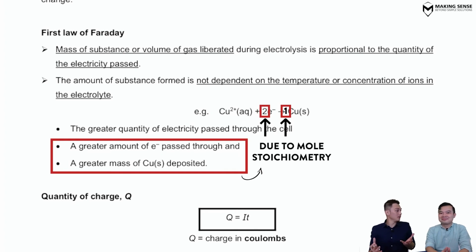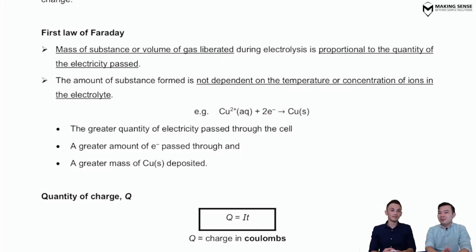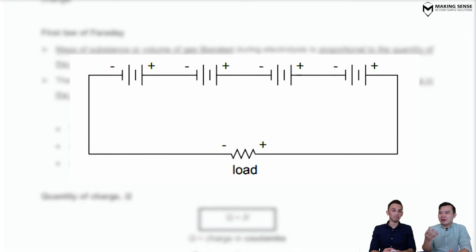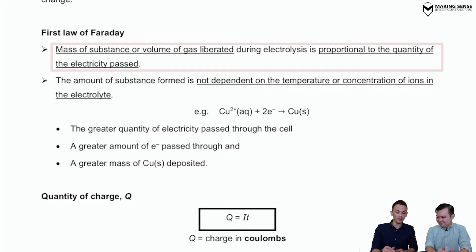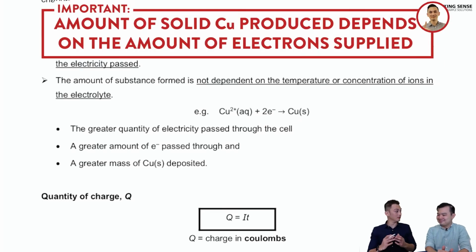Okay, and how do I get more electrons? Probably supply more energy, more electrical energy. I probably want to have more electricity. I think that hopefully helps me to give me more mass. I see, I see. So you're trying to say that the amount of copper that is formed is only dependent on the amount of electrons.